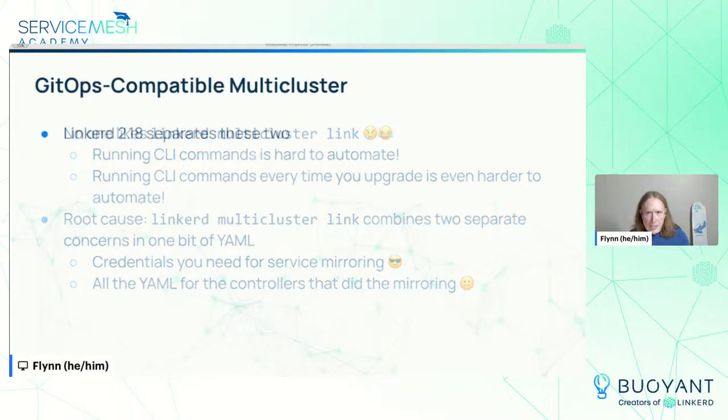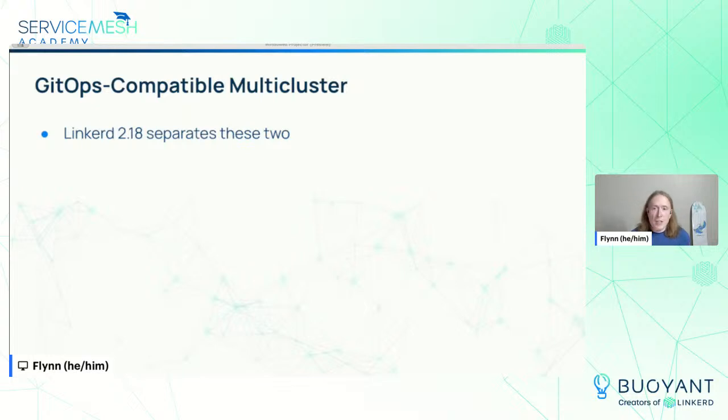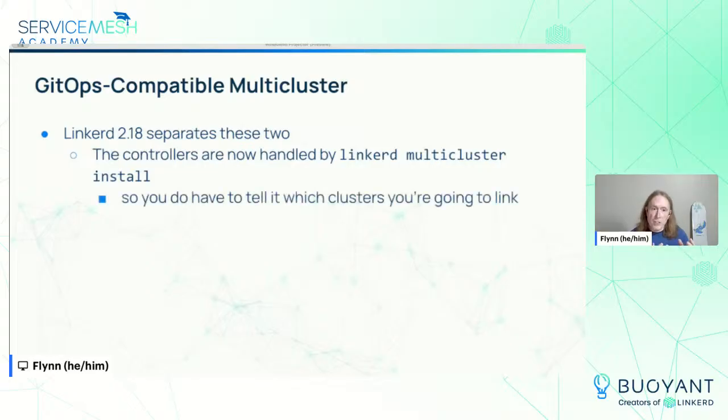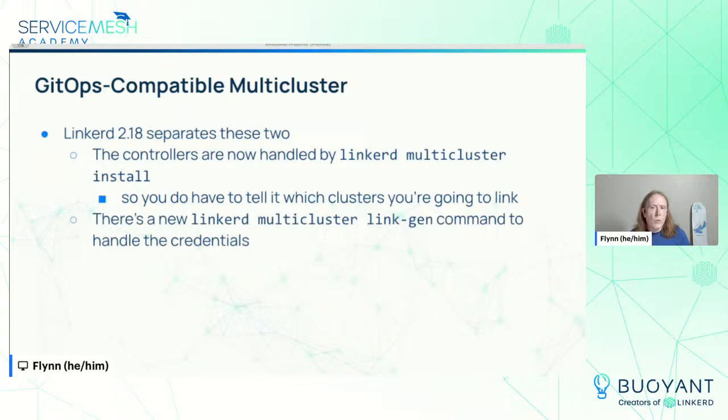So in Linkerd 2.18, we separate those two things. The controller part of this, the part that actually has the compute that's looking at services and mirroring endpoints and doing all that stuff, is now handled by Linkerd multi-cluster install itself. At present, this means that you do have to use a values file to tell it which clusters you are going to link. That may very well change in the future, but at the moment you have to do this. It's not that bad. And then there's a new Linkerd multi-cluster link-gen command, which handles the credentials.